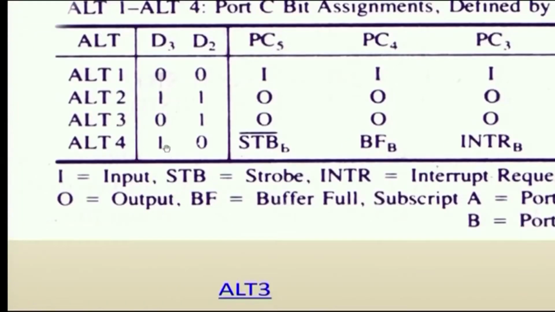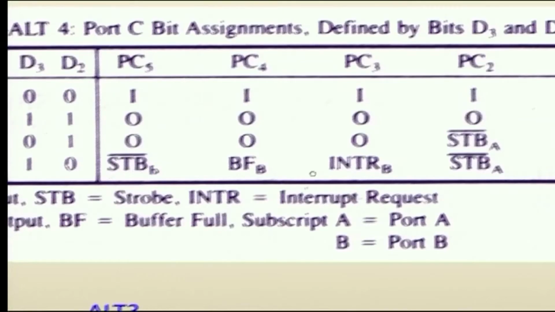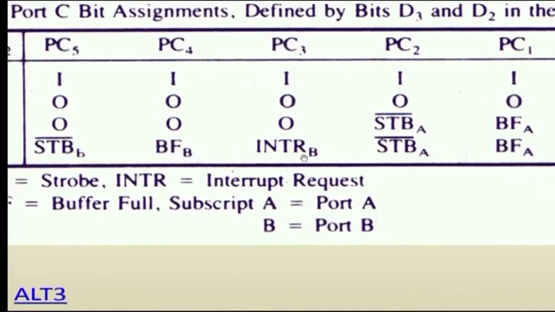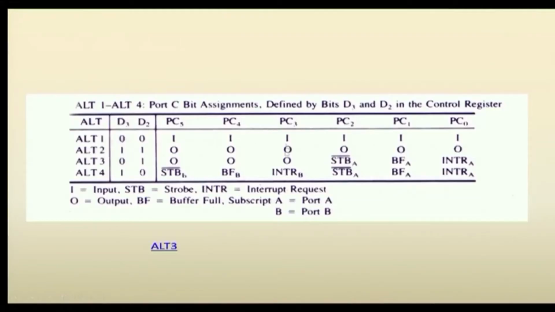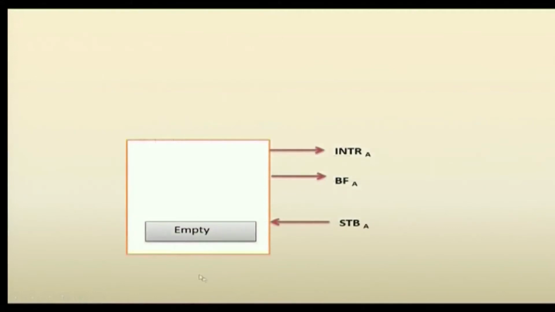In ALT 4, which is activated by writing 10, both port A and port B use the handshake signals, which are provided by the port C. So, for that it has 6 signals, the first 3 signals for port A and the next 3 signals for port B, the same signals: stop, buffer full and INTR signals. So, how these 3 signals are used for the buffer full interfacing will be demonstrated by this simple animation.